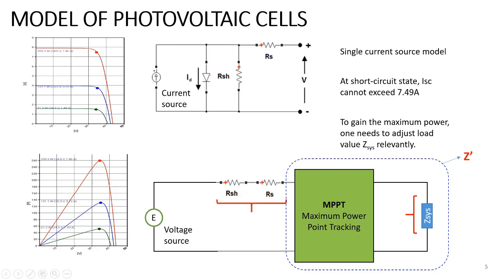This could be done by inserting a maximum power point tracking MPPT module into the PV circuit system. The principle here is that we combine this DC-DC or DC-AC converter together with the load as a new equivalent load Z prime. And by applying a suitable control algorithm, we could keep Z prime equal to Z during operation.